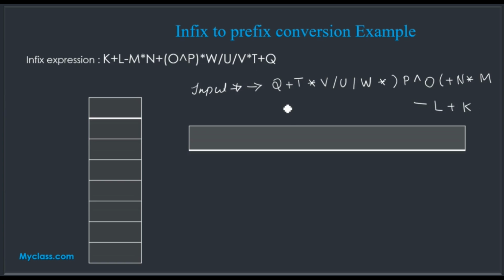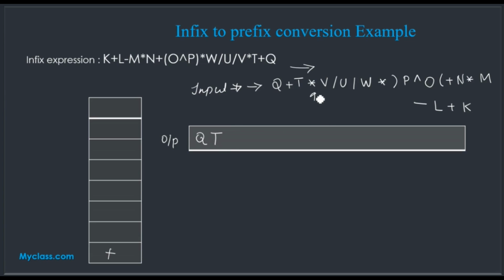We are scanning this expression from left to right. When we are scanning, if an operand comes, put it into our output expression. If it is an operator and the stack is empty, no need to worry. We just push that operator into our stack. If it is an operand, we add it into our output expression.